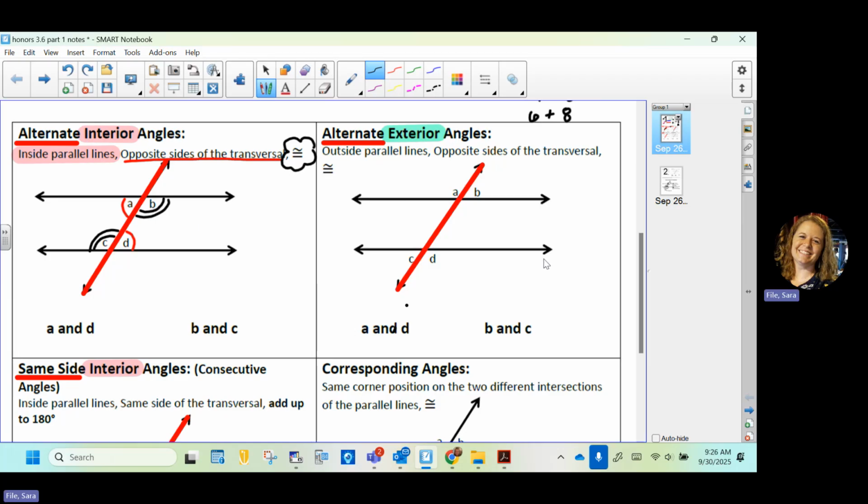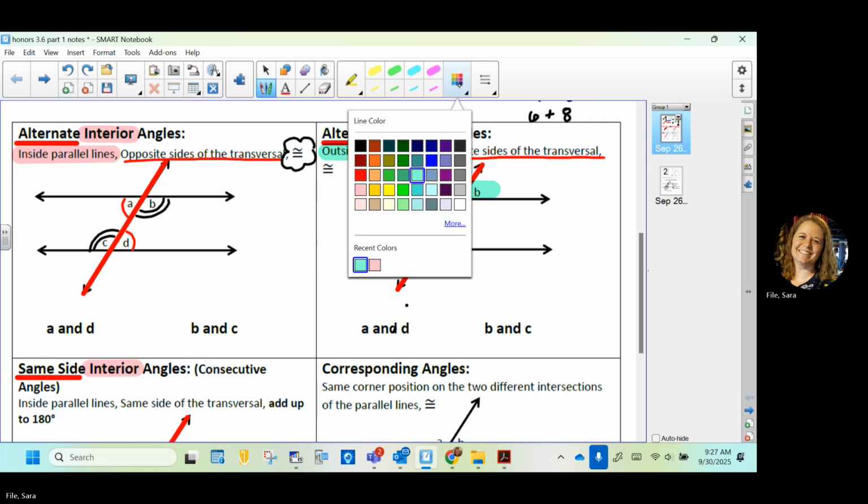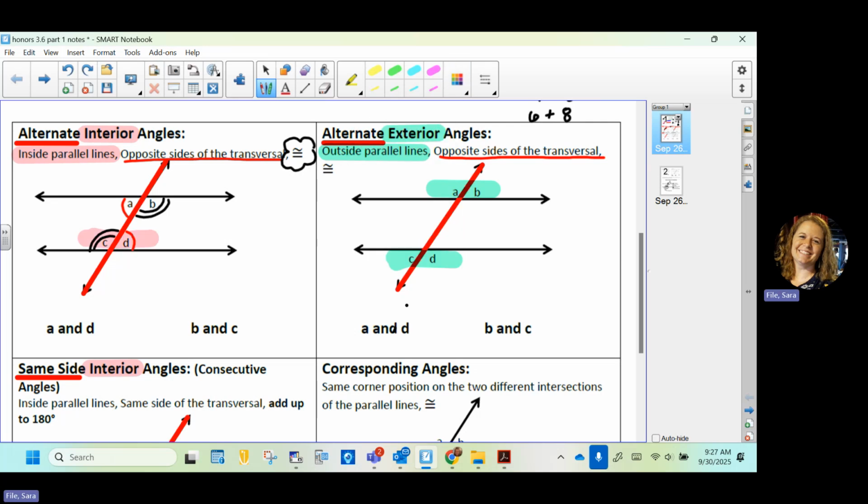All right, alternate exterior. So again, alternate sides, opposite sides of the transversal. That's what the alternate means. And then outside the parallel lines. So these are outside. These were inside, these were interior. Now we're talking exterior.